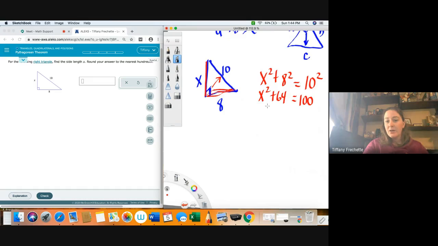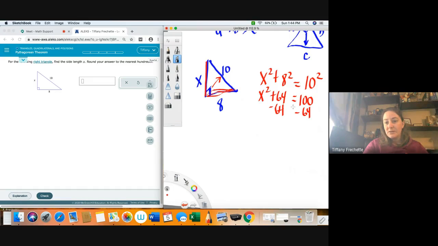All right, so now I want to get x squared by itself. I need to bring this 64 and 100 together. So this goes back to our solving equations rules. I'm going to do the opposite of what's being done. I'm going to subtract 64 because that undoes the addition. That's the whole idea there.